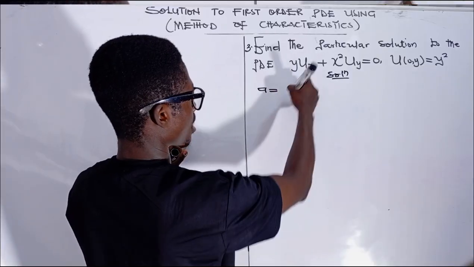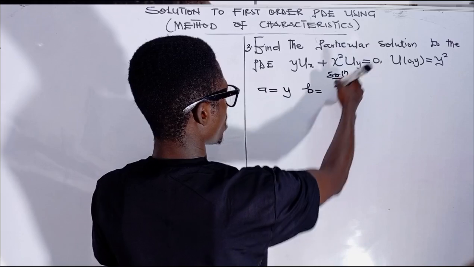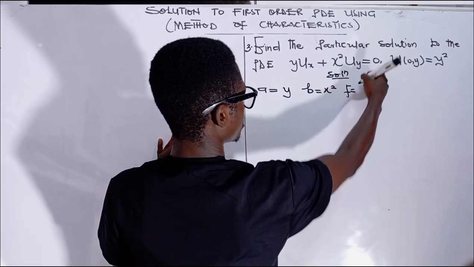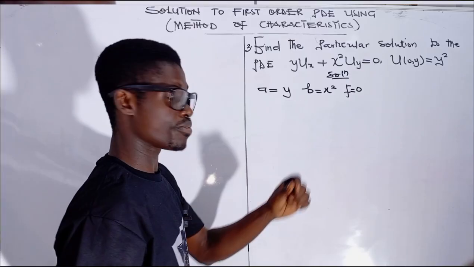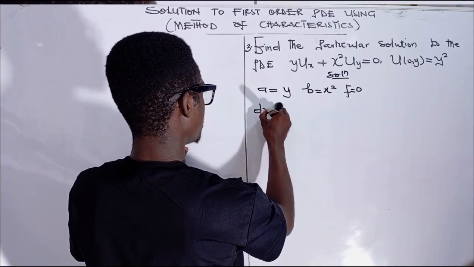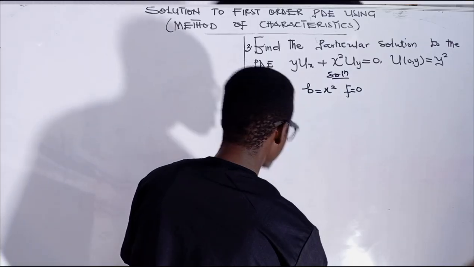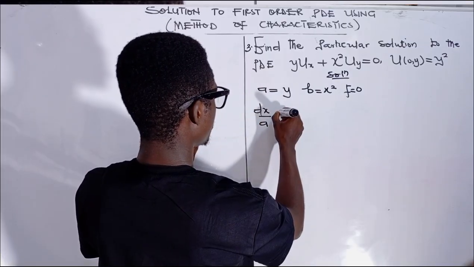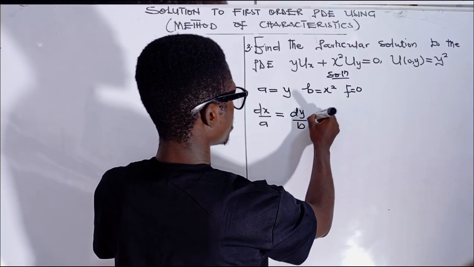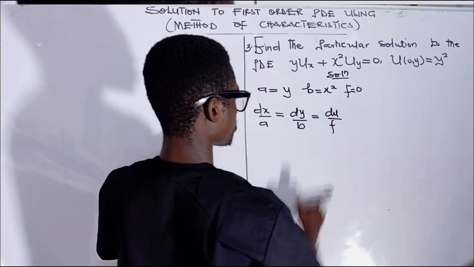is the coefficient of ux, that is y. Our B is the coefficient of uy, that is what, x squared. And then our F is what, 0. So once we have this, we form the characteristic equation, which is giving us dx all over A is equal to dy all over B is equal to du all over what, F.